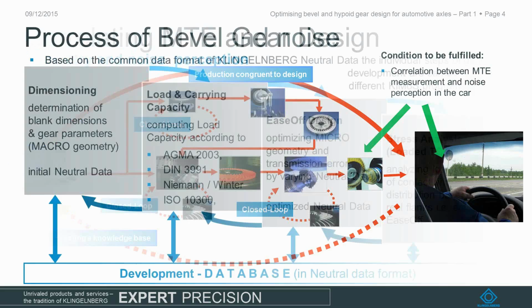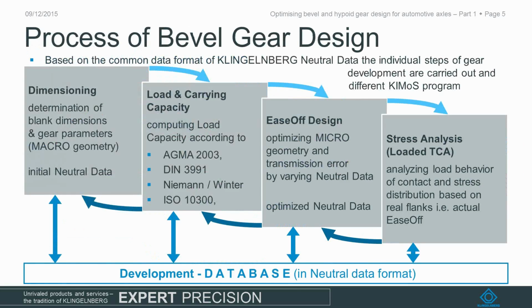If you look into the details of the gear design, and this is the structure of the following slides, we start generally with a dimensioning process where we define the macro geometry of the gear, like the module, like the tooth width, like the spiral angle, and so on. So this is the result of the dimensioning process.